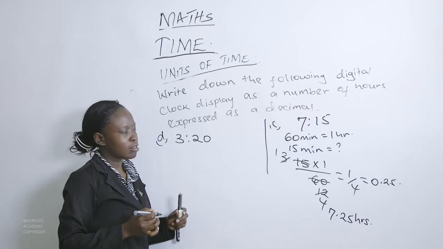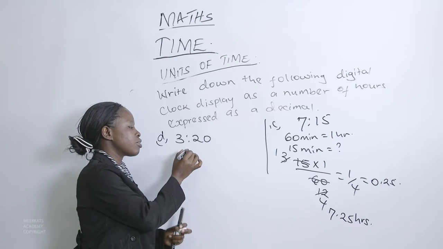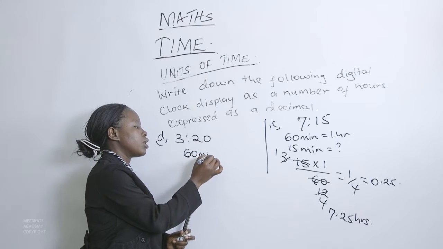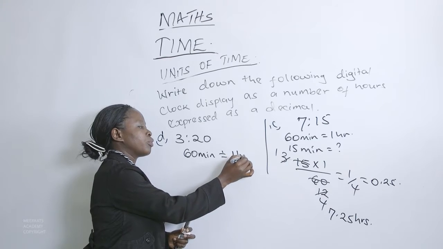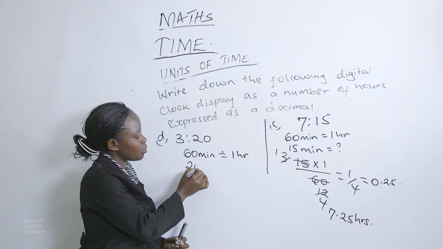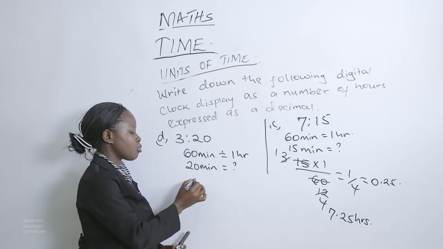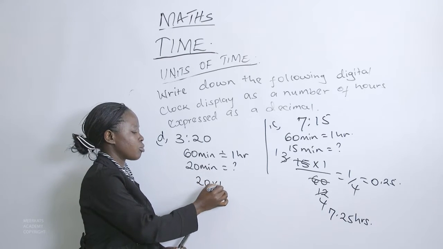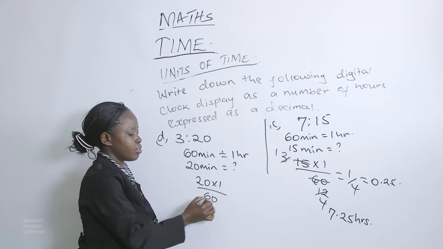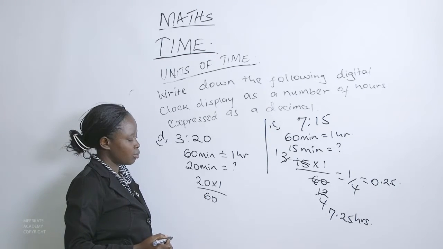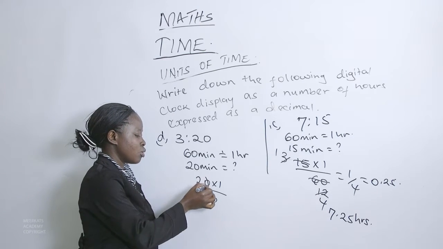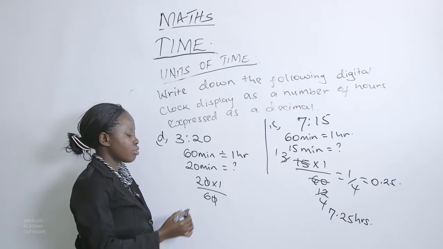Next, we have 3:20. So 20 minutes, I convert them to hours. 60 minutes is 1 hour. What about 20 minutes? So this will mean if I cross multiply, I have 20 times 1 divided by 60. So 20 over 60, we find that 0 and 0 will cancel out.